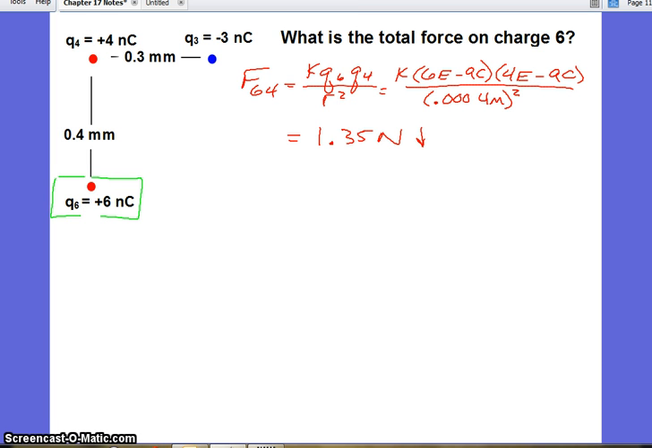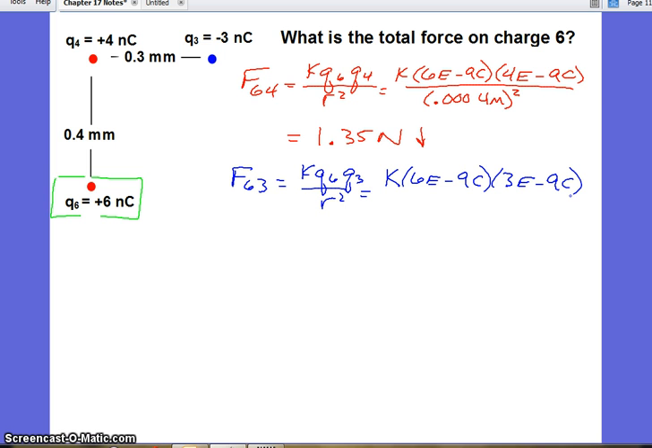And now we want to find out what is the force on charge 6 because of charge 3. So again, it is K Q6 Q3 over R squared. And so our values, we have K, we have 6 nanocoulombs. Remember, nano means negative 9. I have that alliteration. Nano is negative 9. And then we have 3, and we leave off the negatives. We'll get our direction just by conceptually thinking about if they attract or repel. So 3 times 10 to the negative 9, all divided by our distance.